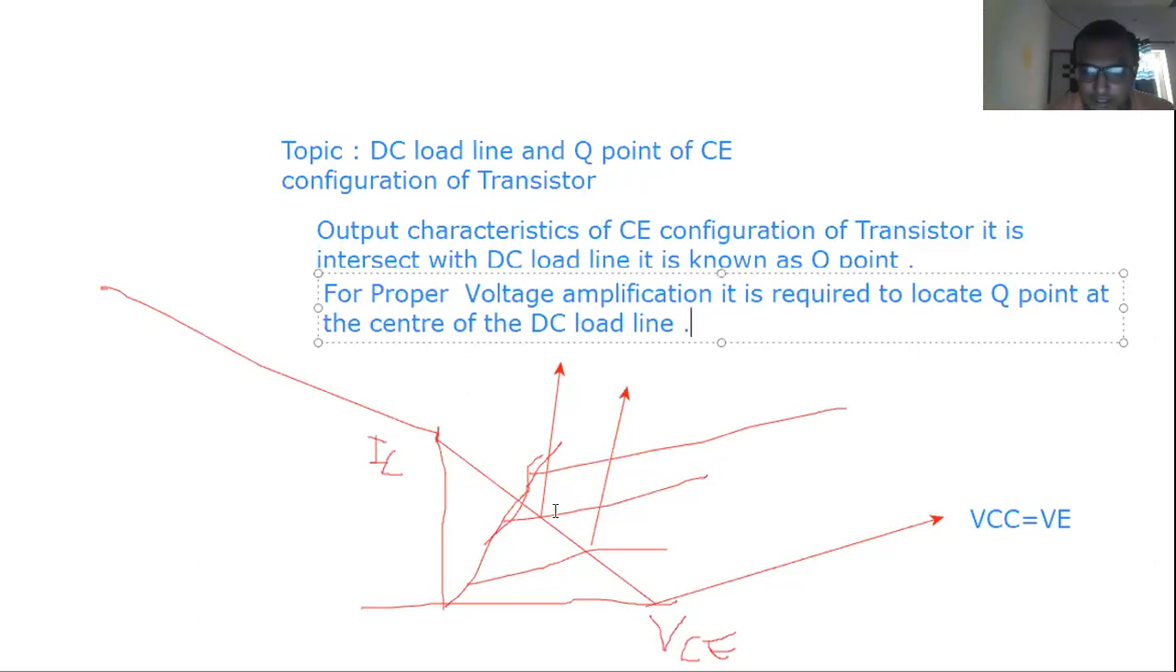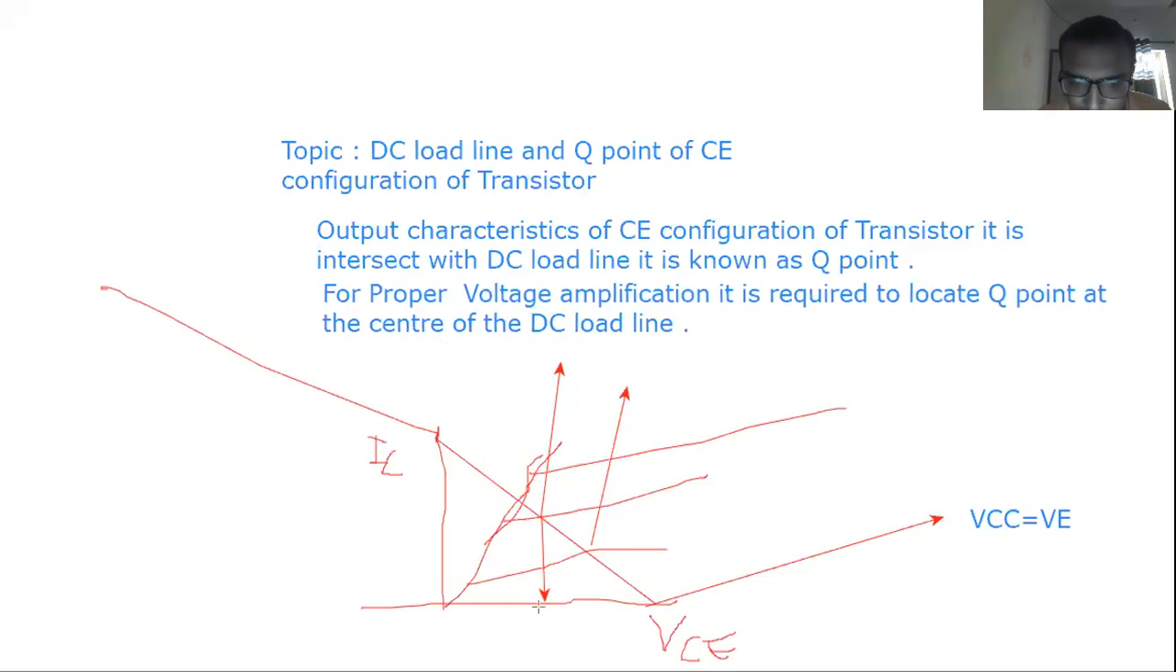If the Q point is located at the center of the load line, see this. Assume that this is the location of the Q point. Now, with reference to the Q point, this is the half voltage, and this is the half current. That's why we can get proper voltage amplification if we put the Q point at the center of the DC load line.